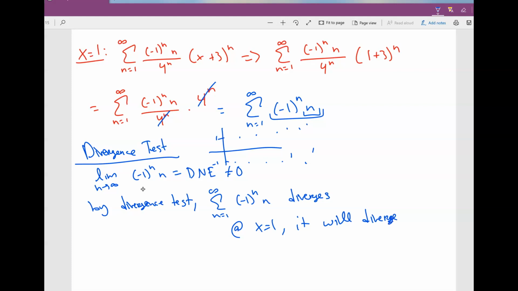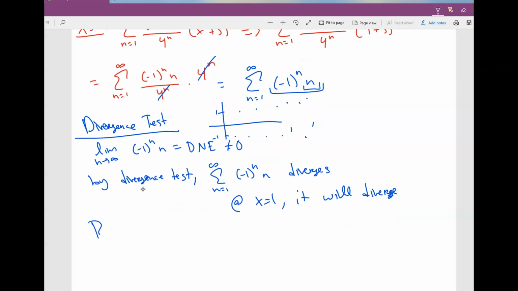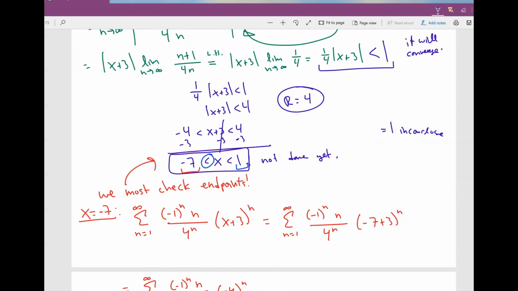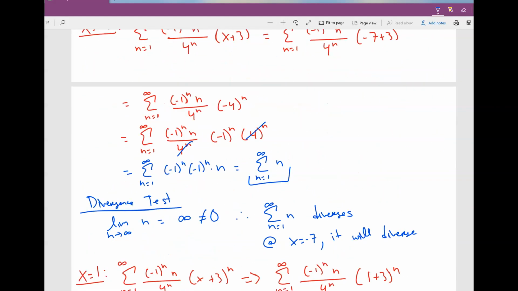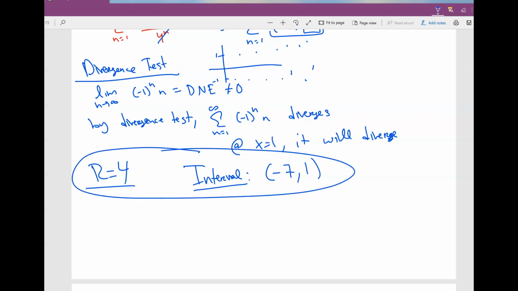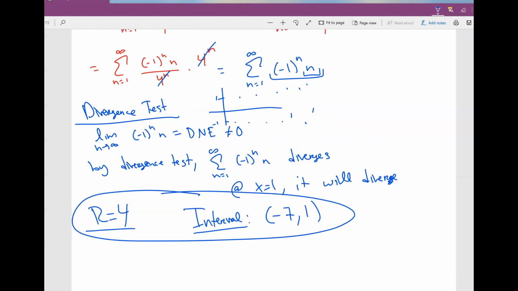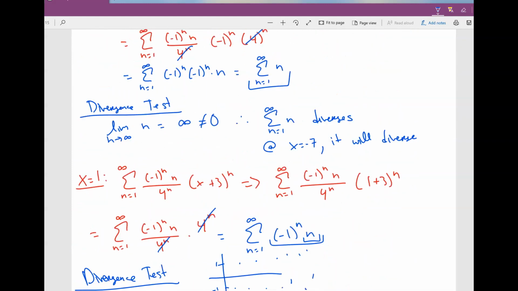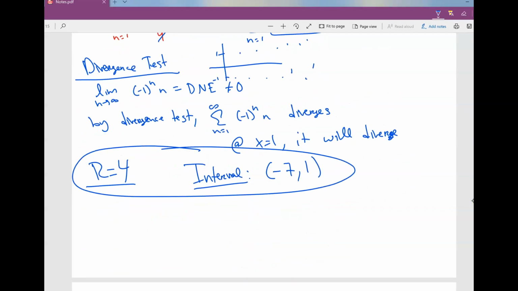So what we can say is that our radius of convergence, if we go back up to our original problem, is going to be 4. And our interval of convergence is going to be between negative 7 all the way to 1. Now, sometimes the endpoints might be included and might converge, so you always have to make sure that you check the endpoints, because the endpoints are going to be very, very important.